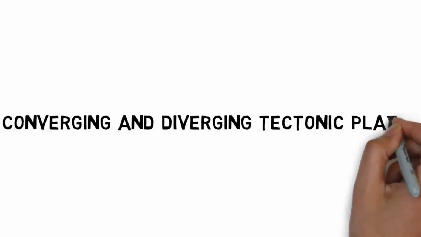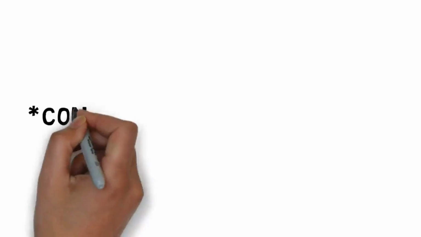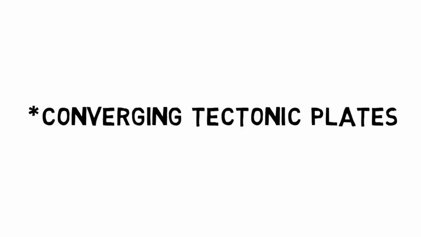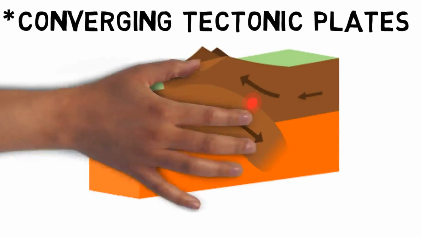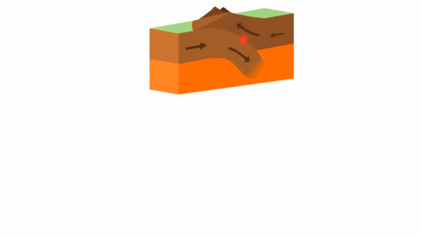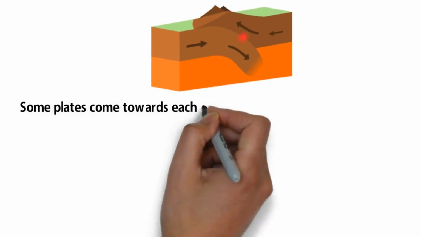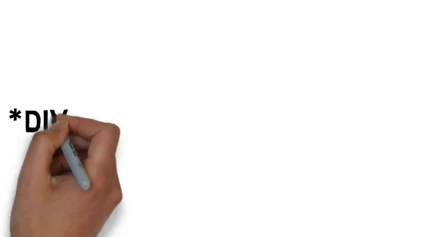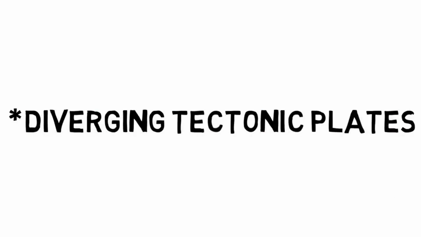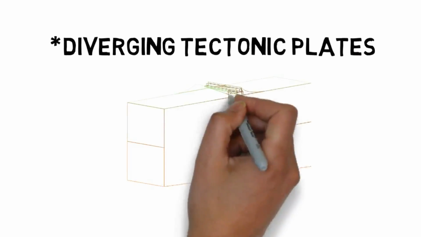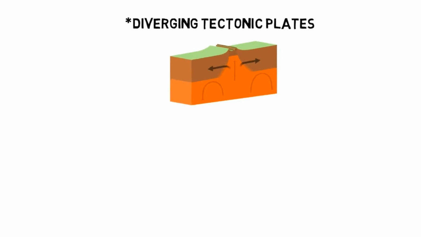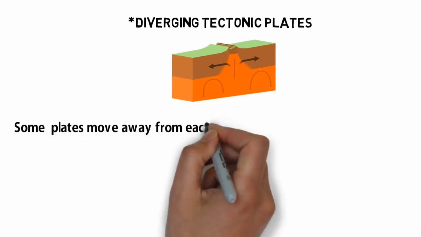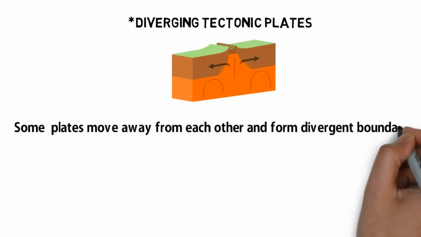Converging and diverging tectonic plates. Converging tectonic plates: some plates come towards each other and form a convergent boundary. Diverging tectonic plates: some plates move away from each other and form a divergent boundary.